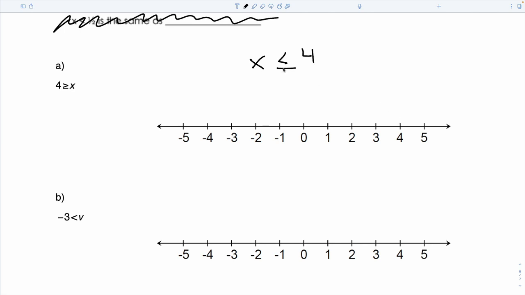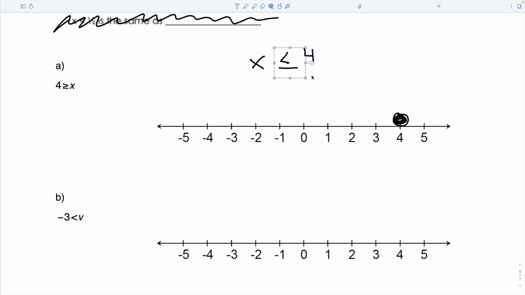Is the circle open or closed? Does Pac-Man have a chin? He does, so close the circle. And x is less than 4. So notice how I couldn't just take this and put it here. I'm not going to the right because x is less than 4.